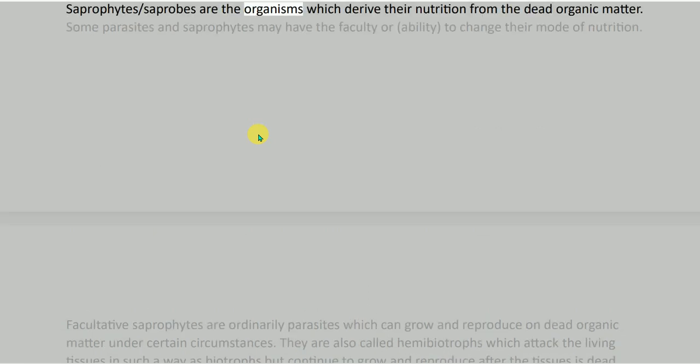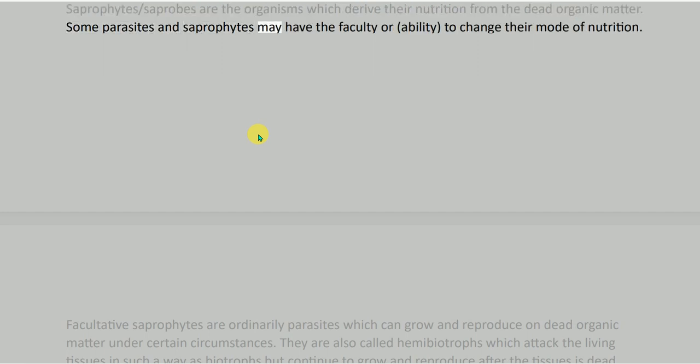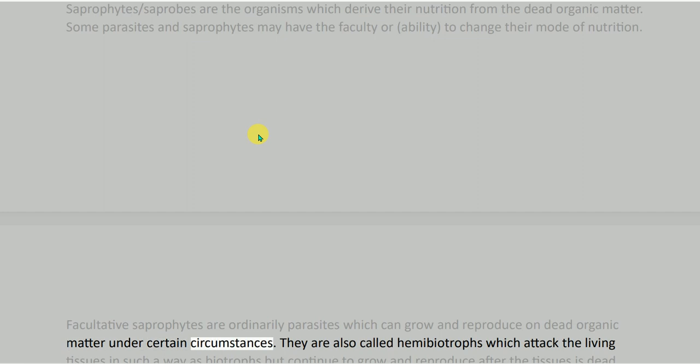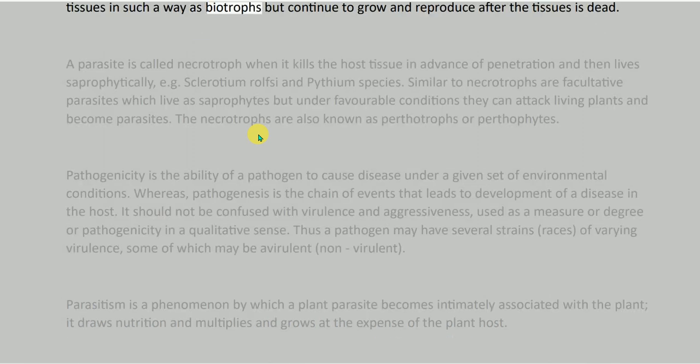Saprophytes. Saprobes are the organisms which derive their nutrition from the dead organic matter. Some parasites and saprophytes may have the faculty or ability to change their mode of nutrition. Facultative saprophytes are ordinarily parasites which can grow and reproduce on dead organic matter under certain circumstances. They are also called hemibiotrophs, which attack the living tissues in such a way as biotrophs but continue to grow and reproduce after the tissue is dead.